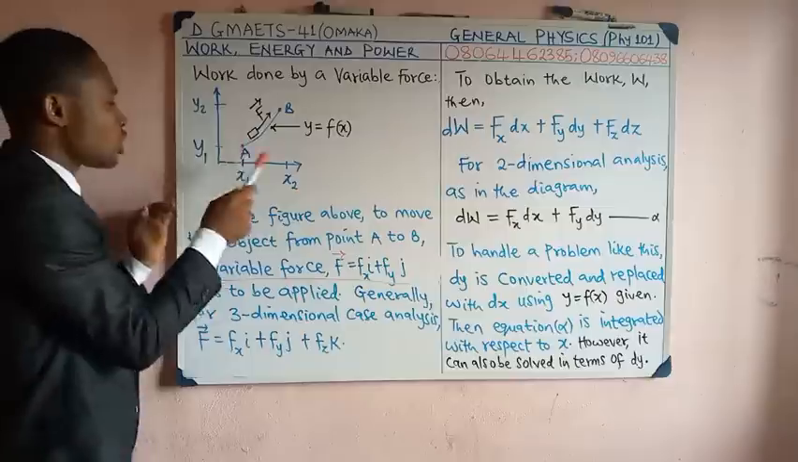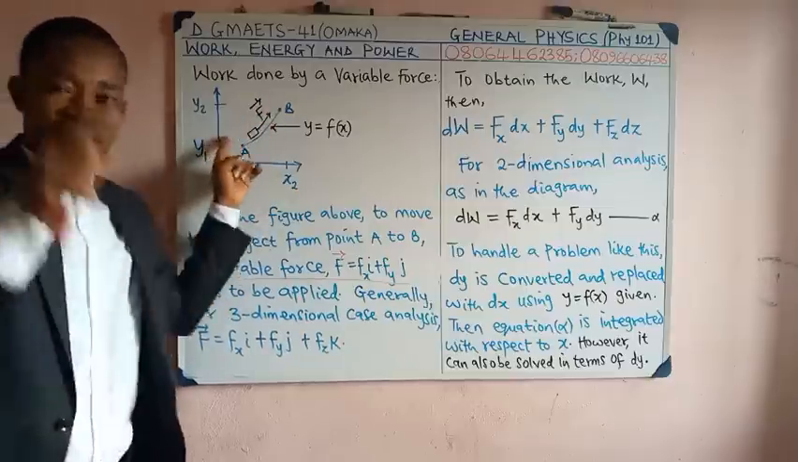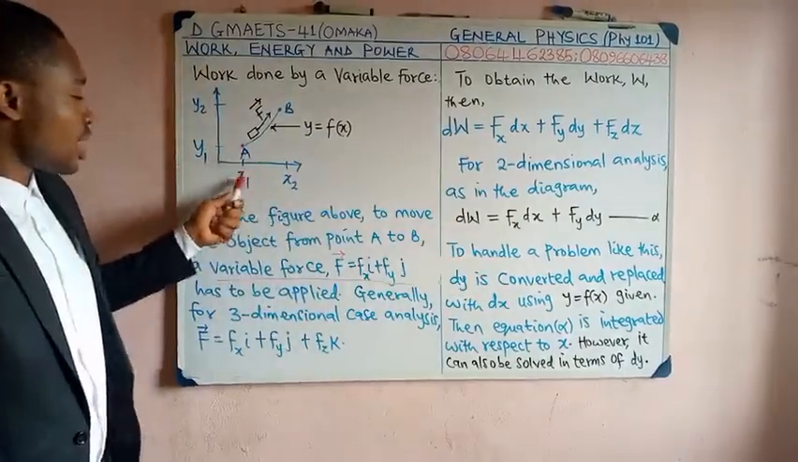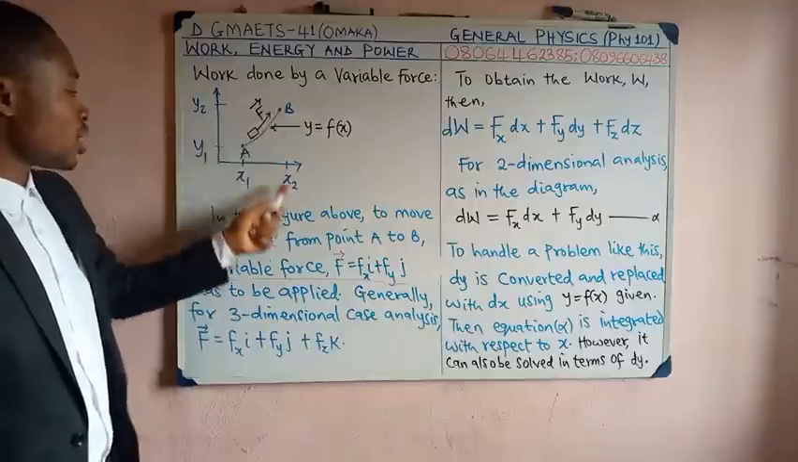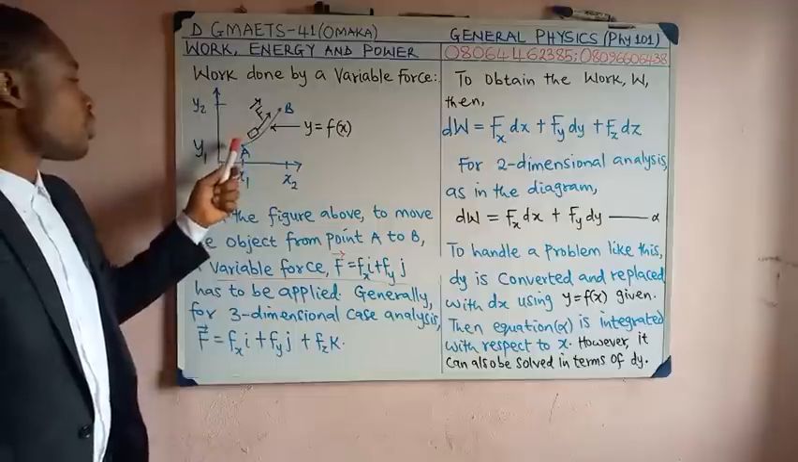So in a situation like that, we have this diagram: this is x1, x2, y1, y2. If we are to move this object from point A to point B, remember that to locate a point in a graph, you use x and y, is that not so? So this point A has the coordinate x1, y1. Point B has the coordinate x2, y2. Now it is required to move this object from point A to B.